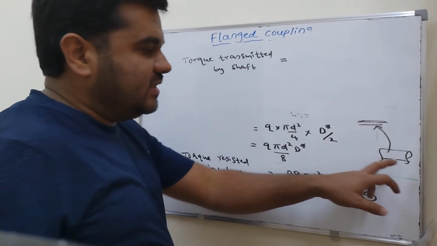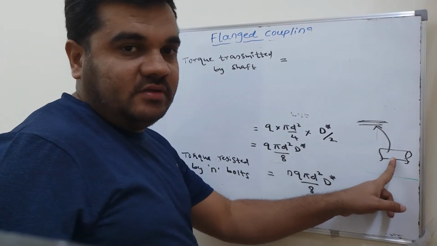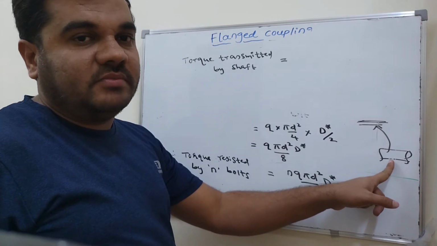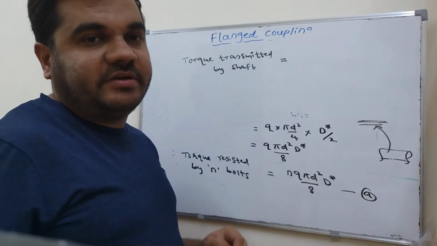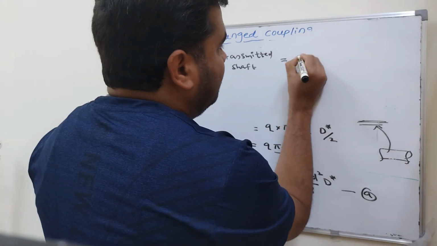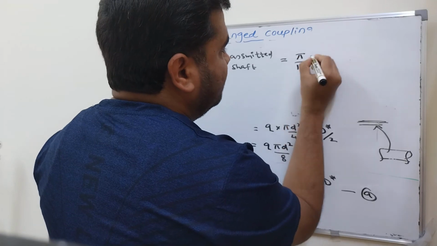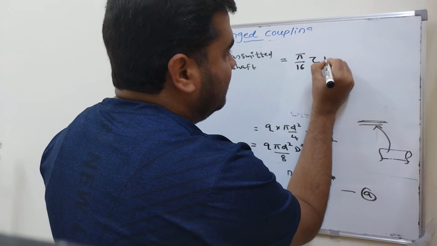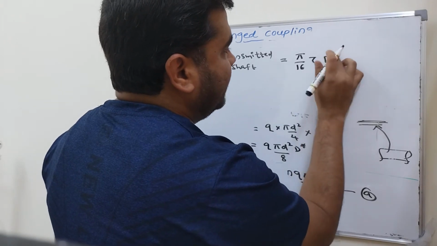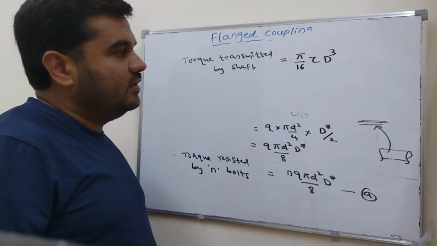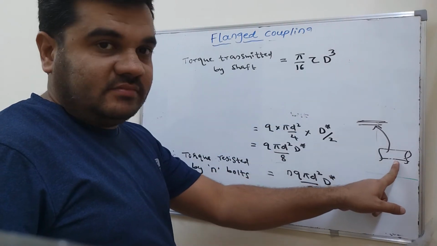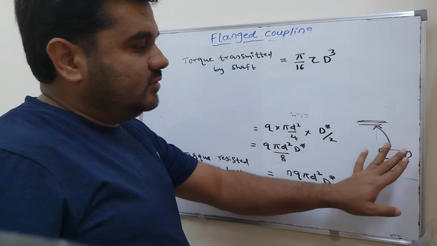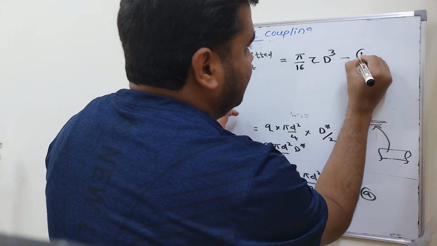This will be equal to, how much is the torque transmitted, this is a solid shaft. We already wrote the equation in the previous video so many times while solving problems. For a solid shaft, what is the torque equation? The torque equation is pi by 16 into tau into d cube, where tau is the maximum shear stress generated and d is the diameter of this shaft. Okay, call it equation number B.